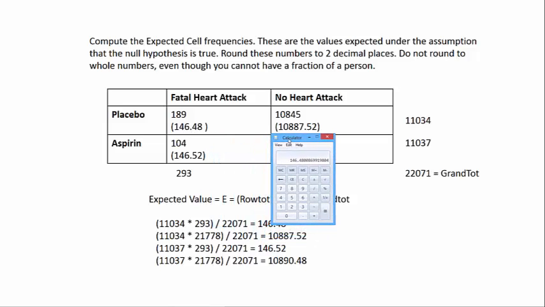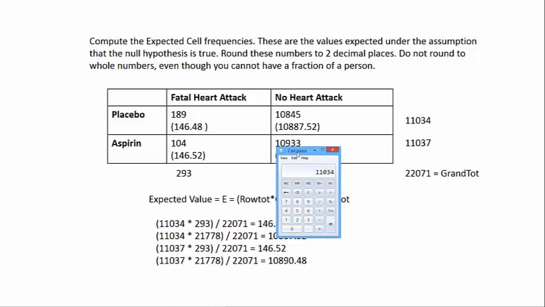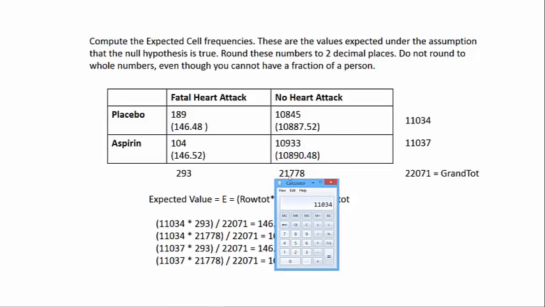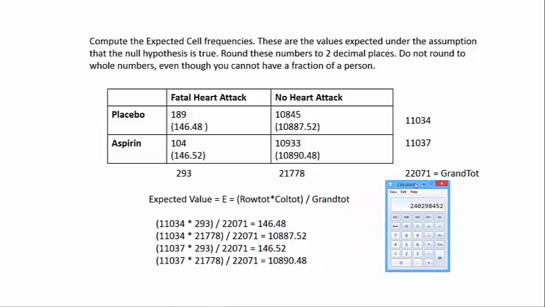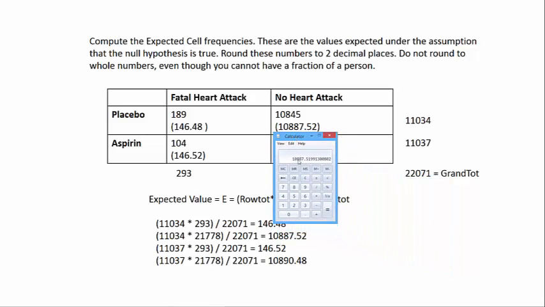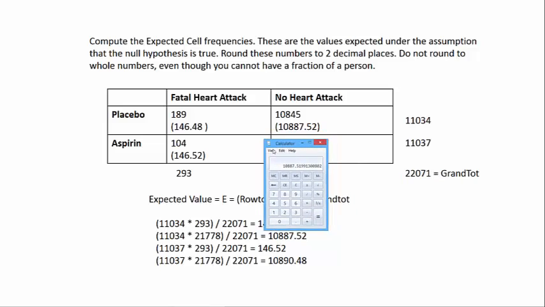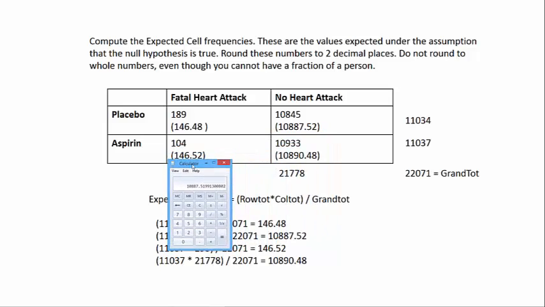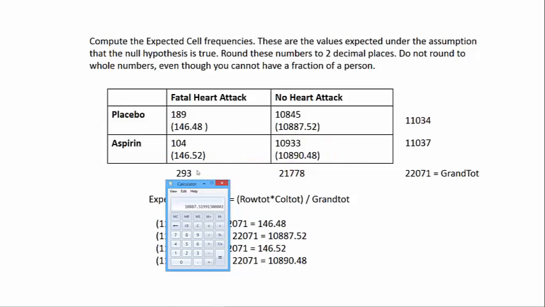Now what about this expected value here? Again, I take the row total, that's in row number 1, so 11,034. Now I'm going to multiply by the column total, which is here, 21,778. That gives me a massive number here, and I divide that by the grand total, 22,071, and that gives me the 10,887.52. And then similarly, I'd go to this cell here and take the row total times the column total divided by the grand total, and that gives you the 146.52.